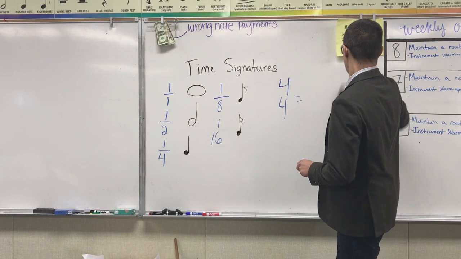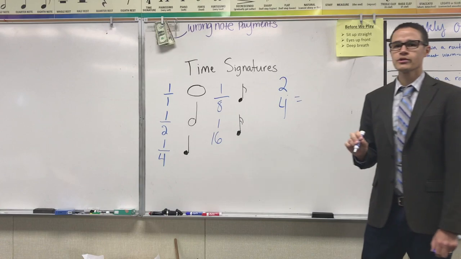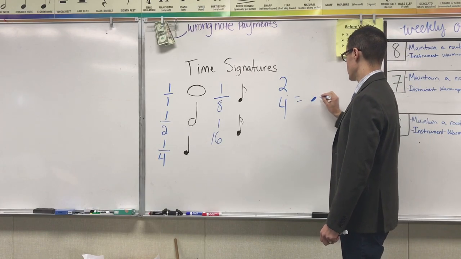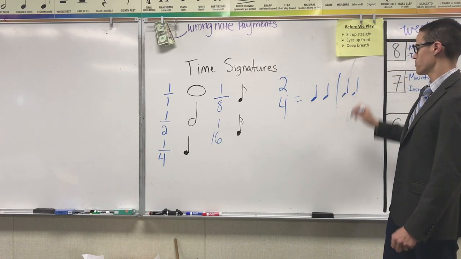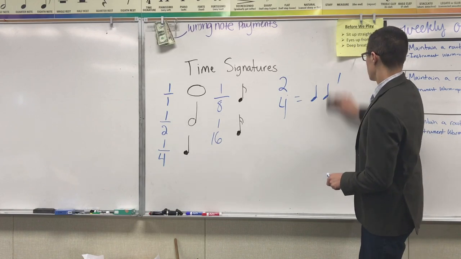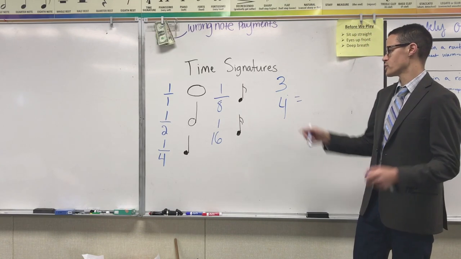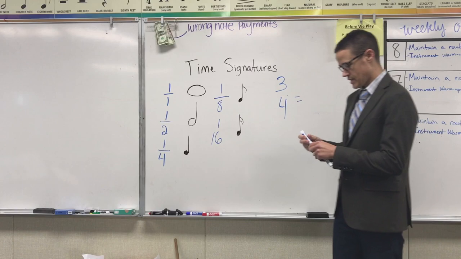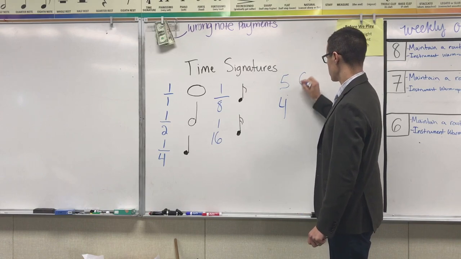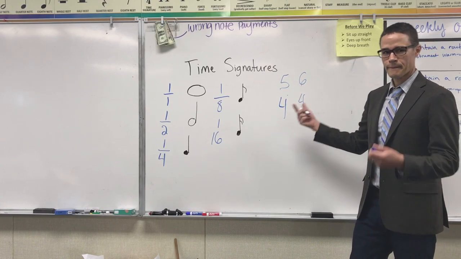If I were to make this a 2/4, like this, guess how many quarter notes are in each measure? 2. Excellent. Looks something like that for each measure. That's the rhythmic value that gets the pulse or the beat. We sometimes see music in 3/4, which means we get 3 quarter notes per measure. 3 of the quarter note value per measure. Excellent. Sometimes we'll see 5/4, sometimes we'll see 6/4. 5 quarter notes per measure, 6 quarter notes per measure.